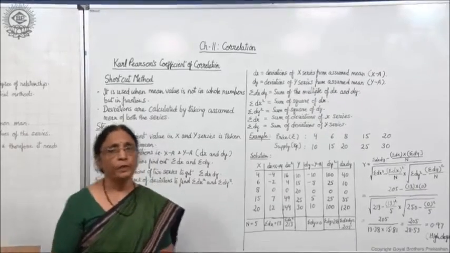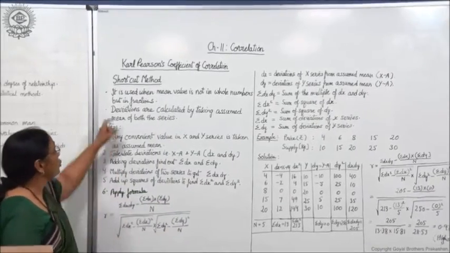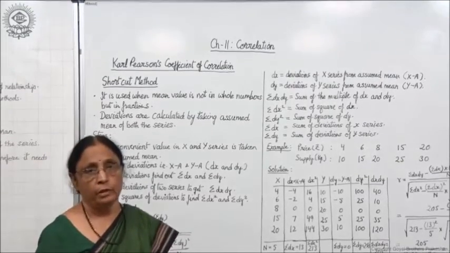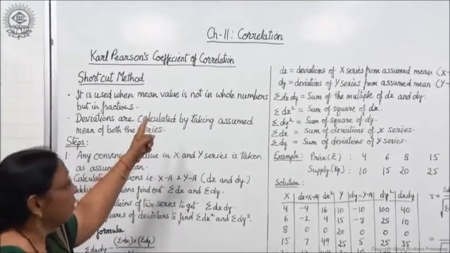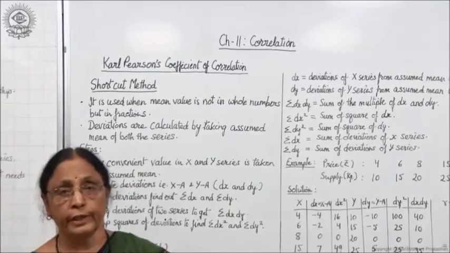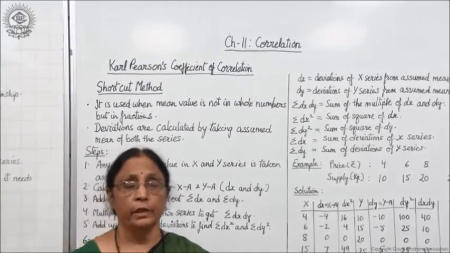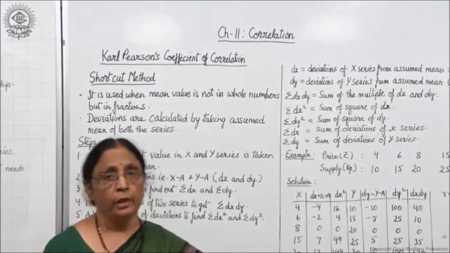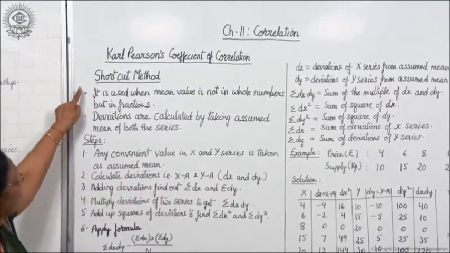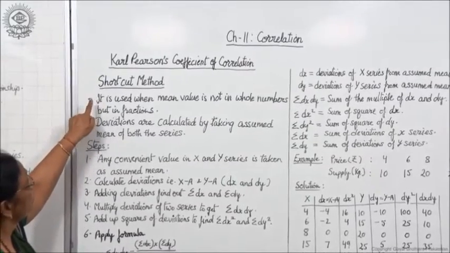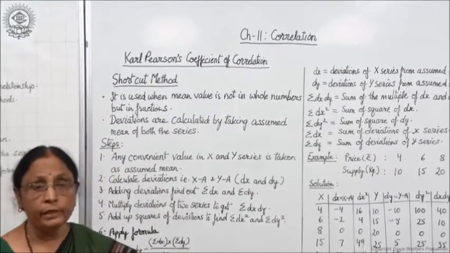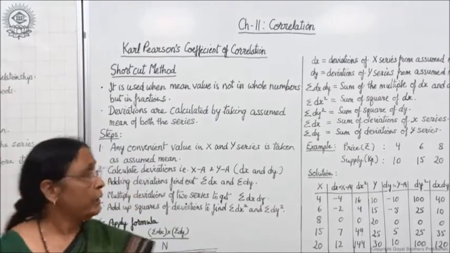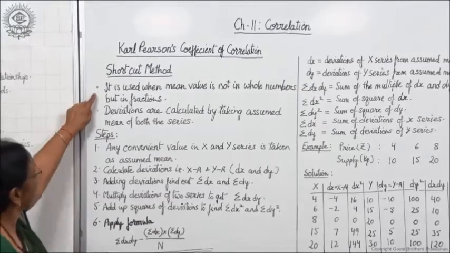Okay children, now we will learn the shortcut method of coefficient of correlation. This is Karl Pearson's only. Under this we have learned the direct method, that means calculating coefficient of correlation through actual mean. Now in this case we are making the calculation on the basis of shortcut method, that means we are taking the assumed mean. Now let us see what is the use of it.